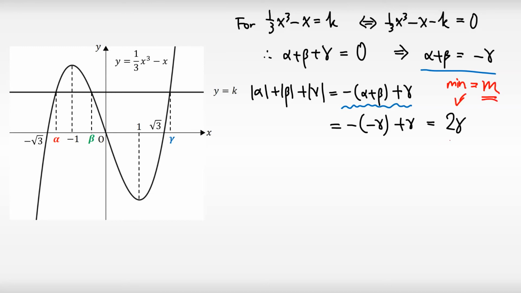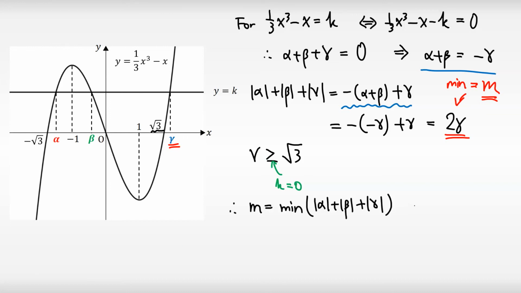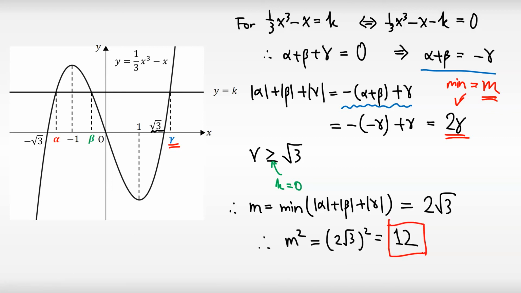Wait, correction: using this, we have gamma plus gamma, which is 2 gamma. So m is simply the minimum value of 2 times gamma. And gamma is right here. And from the graph, we can see that gamma is greater than or equal to square root of 3, where equality holds when k equals 0. Therefore, m, the minimum value of the sum of the absolute values of the three roots, is 2 times square root of 3. And therefore, m squared equals 12. And this is our answer.